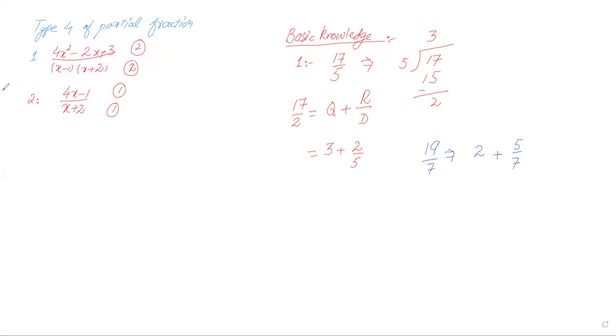So first we have the steps. Write down the steps so that after finishing the lecture, if you are missing something, then after the revision of the steps, you can solve the questions by yourself. So the steps to solve type 4. Remember that in your syllabus, when the degree of the numerator and the degree of the denominator are the same, then you have to apply type 4 partial fraction. Step number 1.